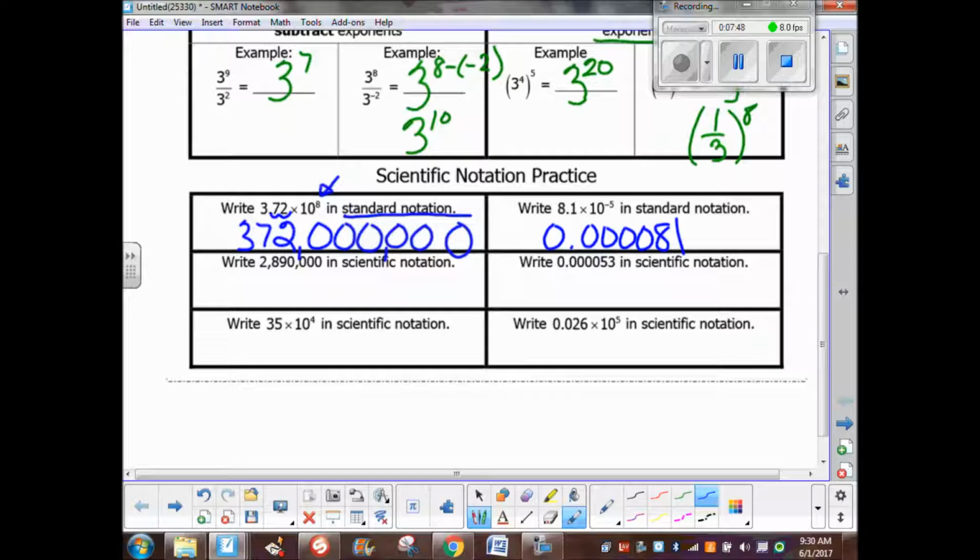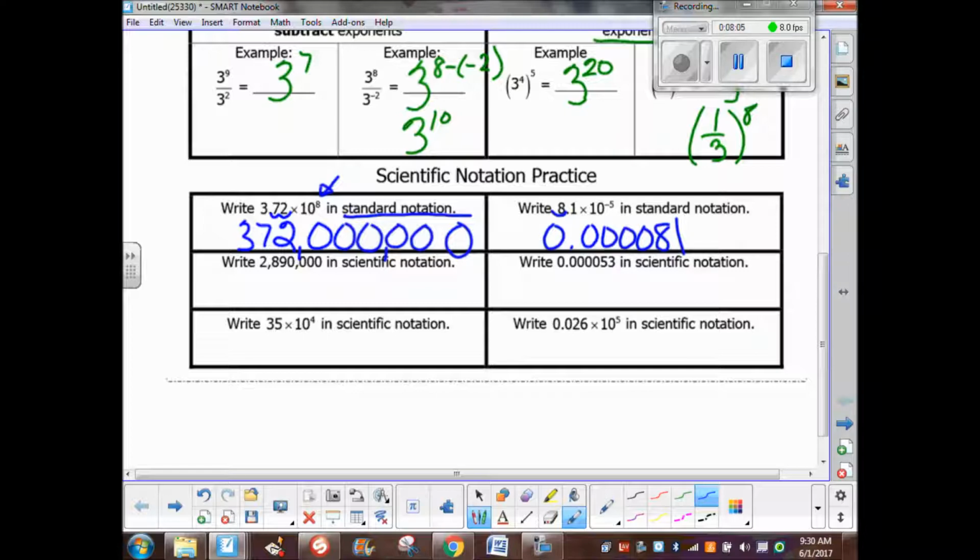0.000081. Right. Because we're moving it, okay? Negative 5, I gotta make it smaller. Make my number small, really small. So there goes 1, and then I have to move it 4 more times, so I have to fill in those 4 zeros.